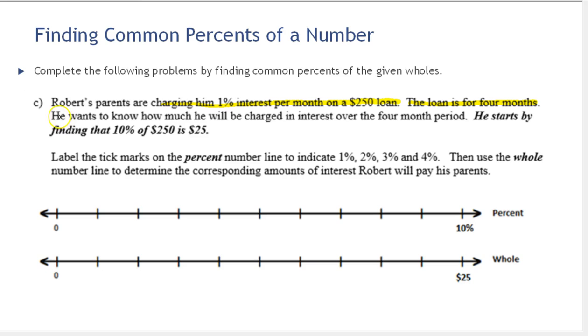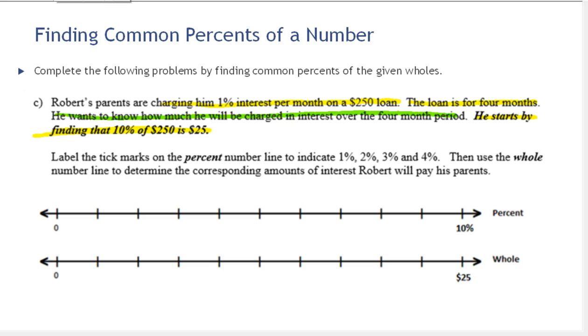So this is what he wants to know. So I'm going to highlight this. And here's some more given information. He starts by finding that 10% of 250 is $25. So remember we said 10% of a value is dividing it by 10, so we could also think of moving the decimal place one spot. So 10% of 250 is 25.